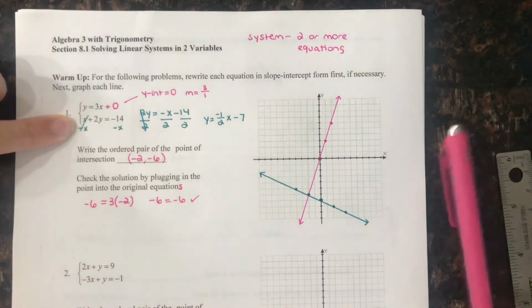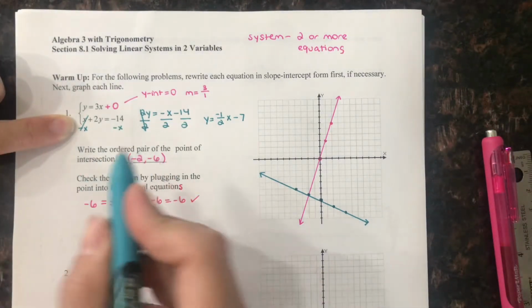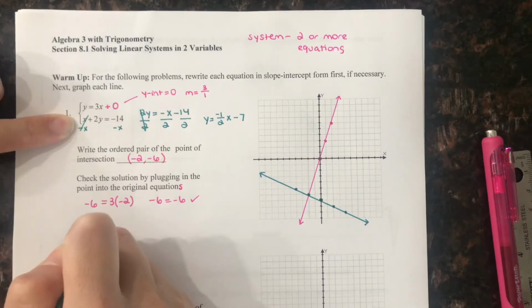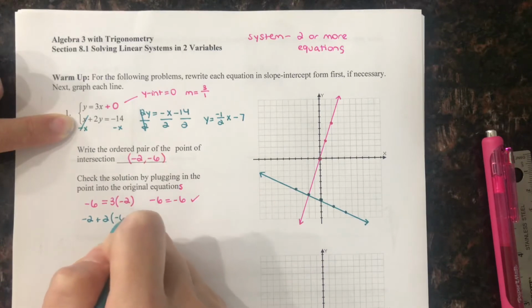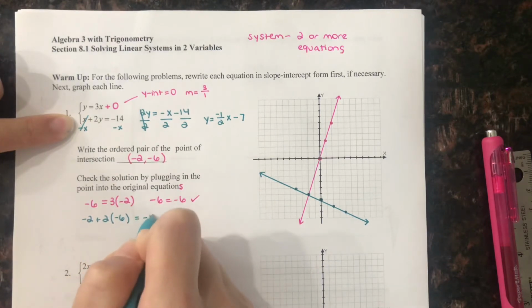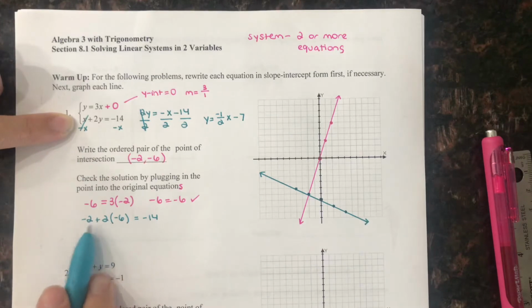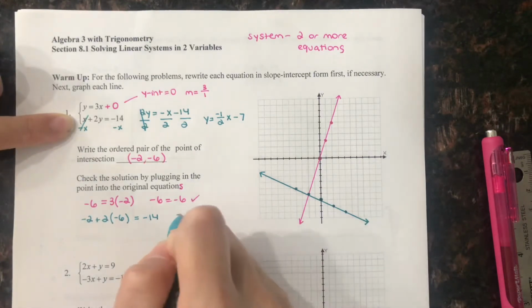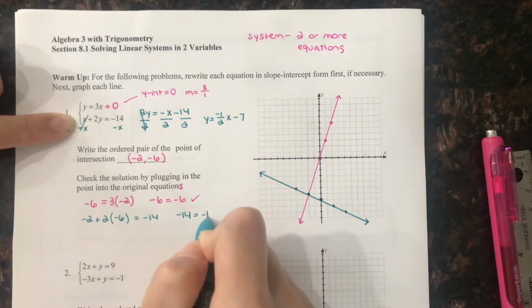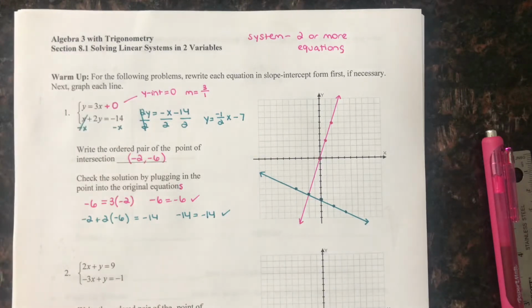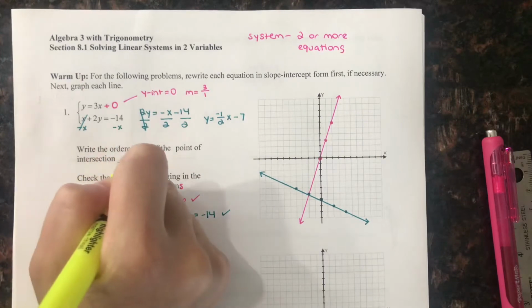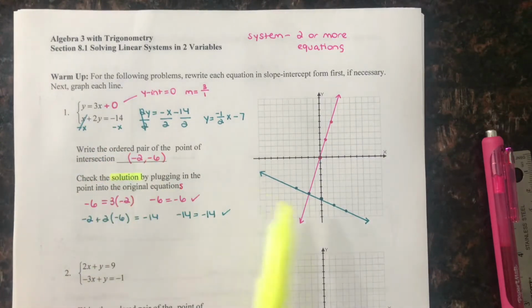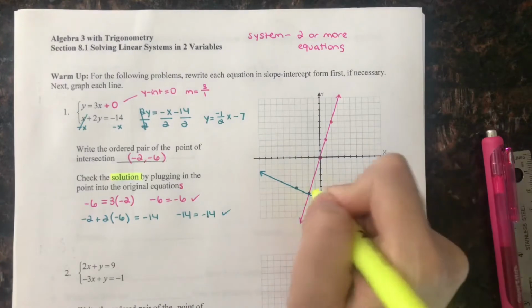Now we also want to plug the point into the other equation. So I have the x value plus 2 times the y value. And is that equal to negative 14? Well, here we have negative 2 plus negative 12, and that is equal to negative 14. Okay, so we just found that the solution of this system is the point that both of the lines have in common.